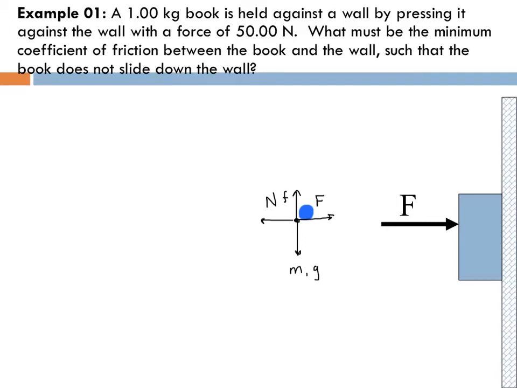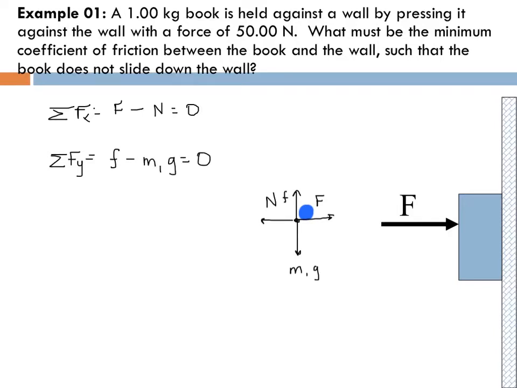Then we write our sum of the forces for both directions. So in the x, I have my force applied minus my normal force is equal to 0, because again, my object is at rest, or I want it to be at rest. The sum of the forces in the y direction gives me friction minus m1g, again, is equal to 0.